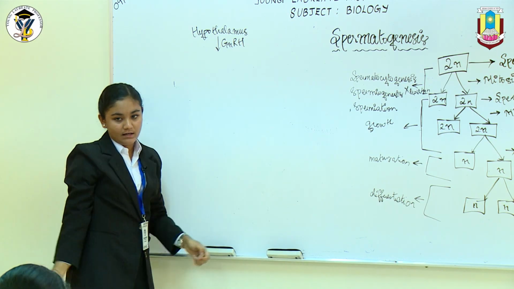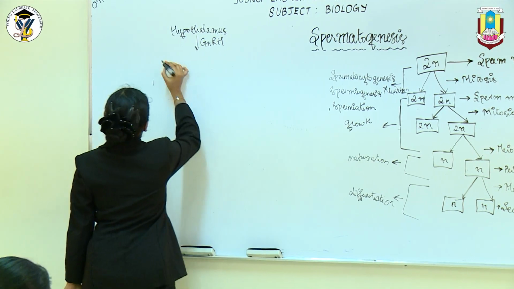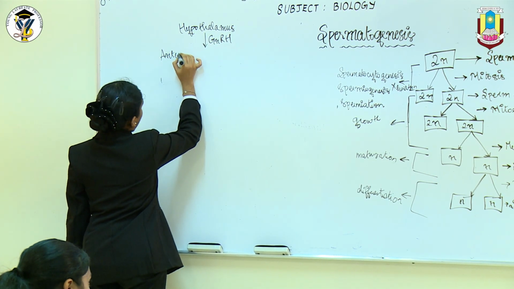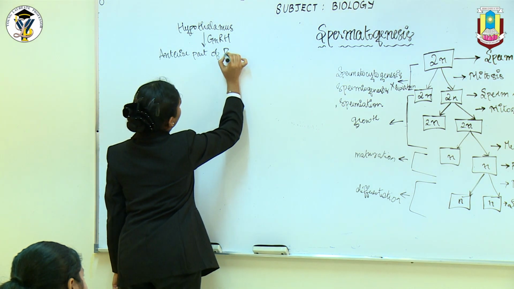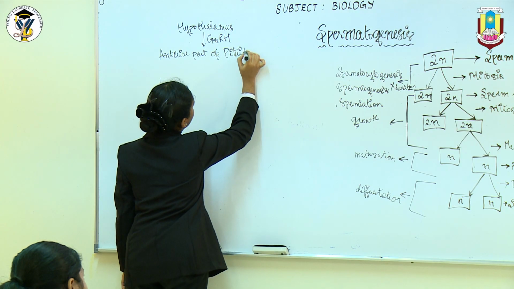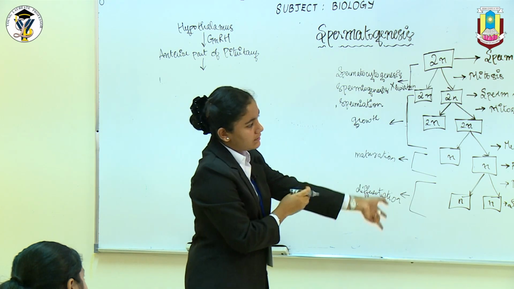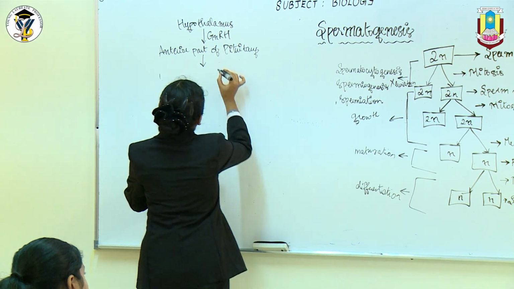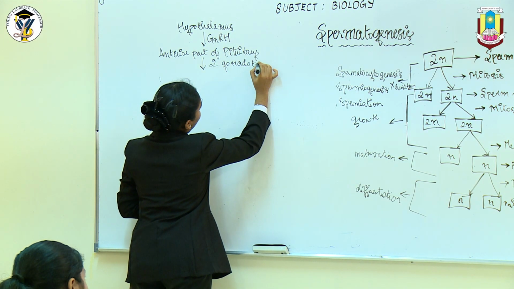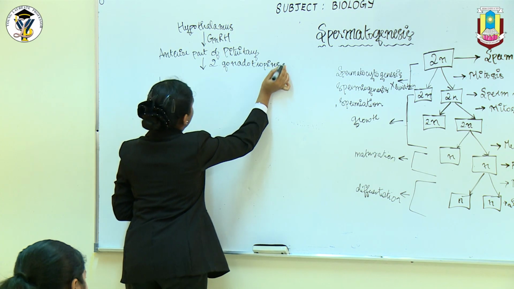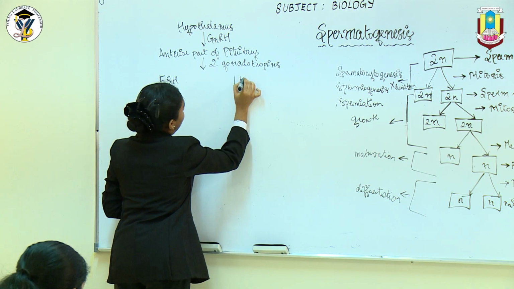Hypothalamus releases GnRH, which is the gonadotropin releasing hormone. This acts on the anterior part of the pituitary. As it acts on the anterior part of the pituitary, two gonadotropins are released. These are the FSH, that is the follicle stimulating hormone, and the LH.